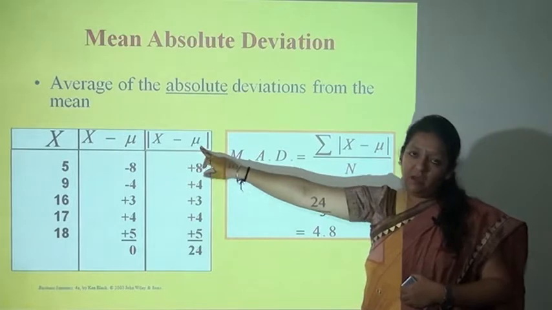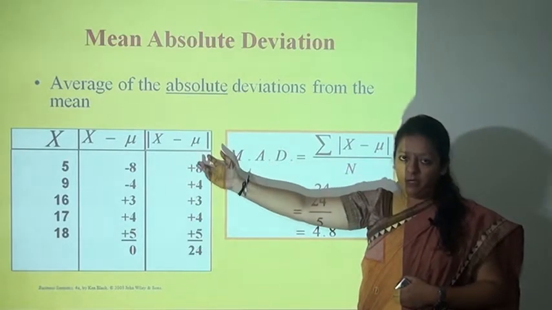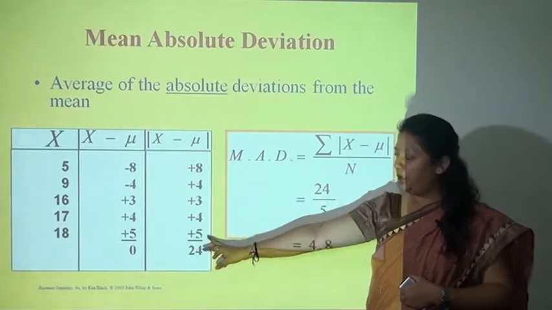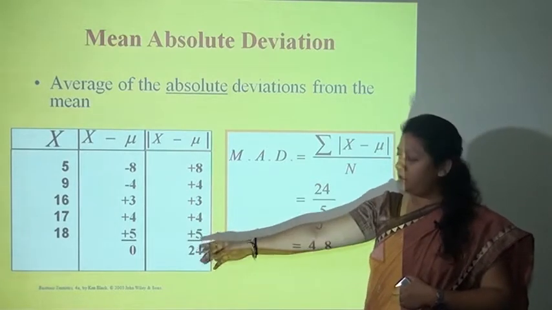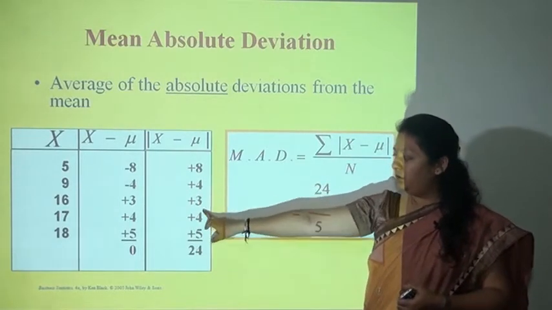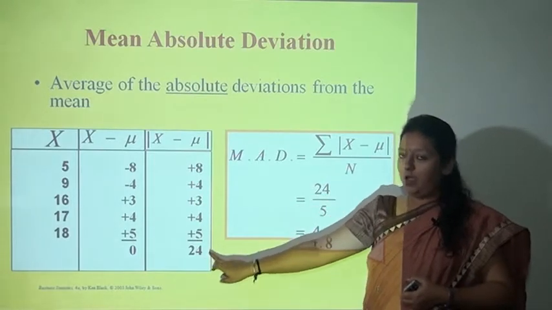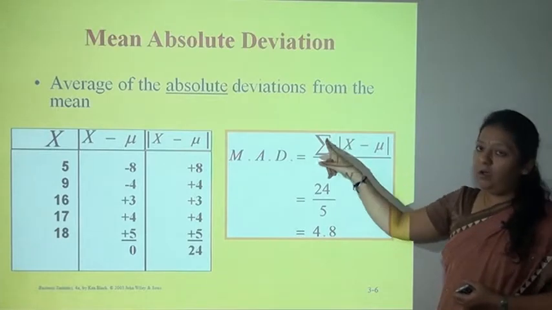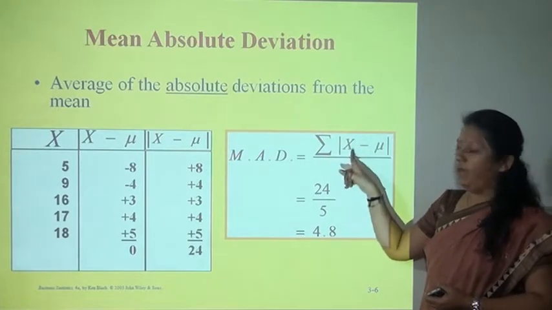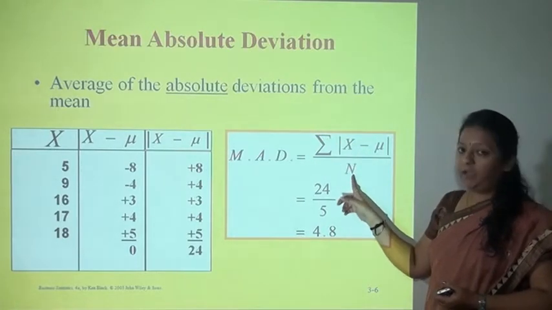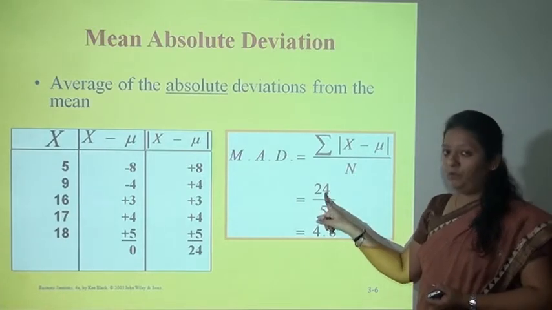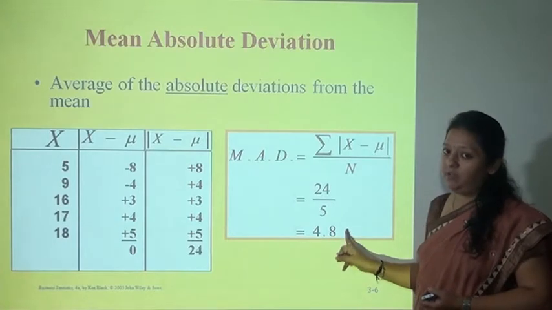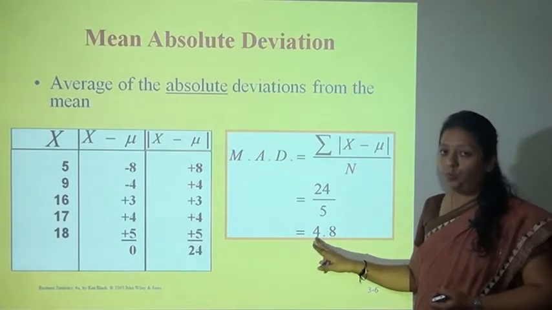Now we want an absolute value which is not affected by the plus or minus signs, so we remove the minus signs from all the observations. We have 8, 4, 3, 4 and 5, and the total of it is 24. So sigma of modulus x minus mu divided by capital N is 24 divided by 5, and we get the mean absolute deviation, which is equal to 4.8.